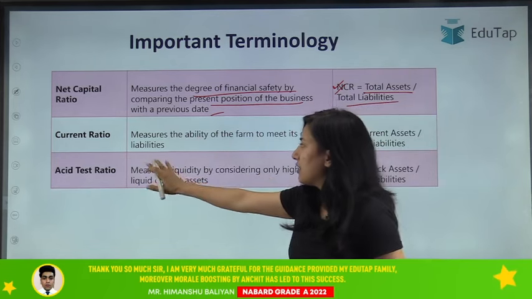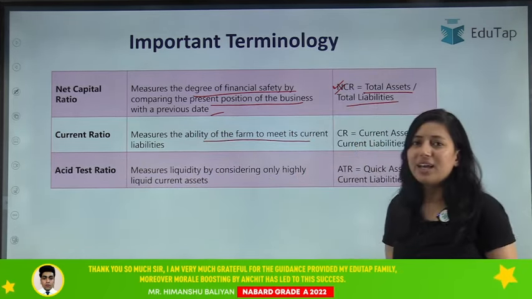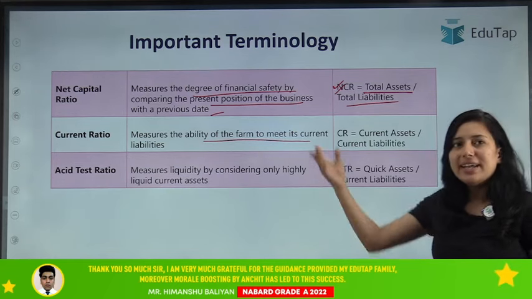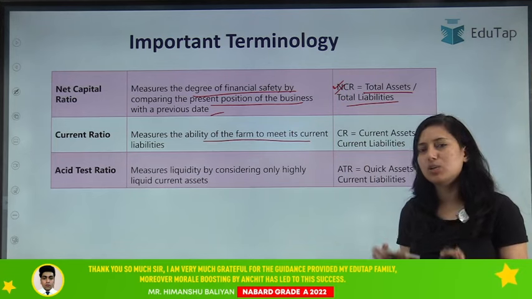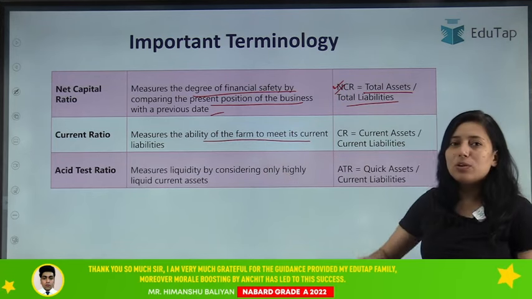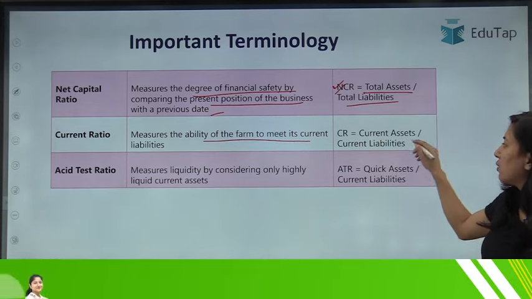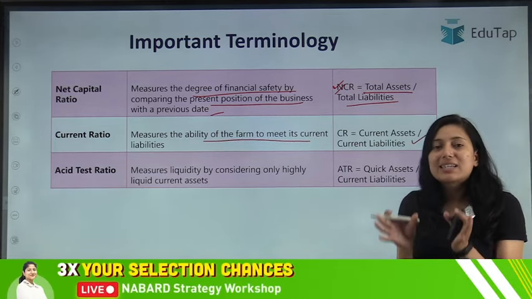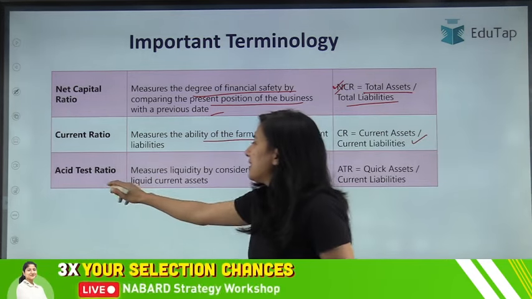Now talking about current ratio, basically it measures the ability of a farm to meet its current liabilities. Net is about the total, so there we are considering total assets and total liabilities. Current is about the current position. Okay, what is the current status of that farm? That is calculated by dividing current assets by current liabilities. Clear?